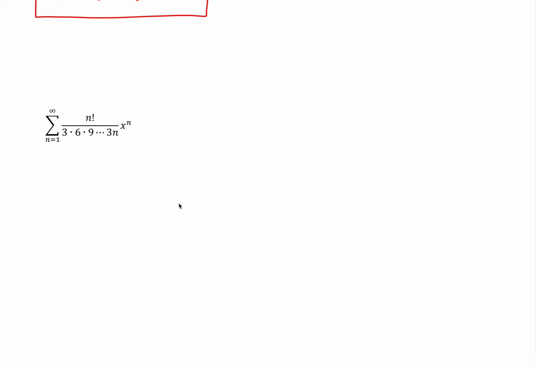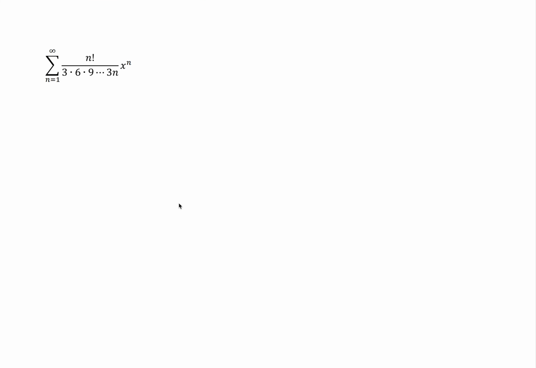Now I want to look at the one just underneath this. So here we have the series from n equals 1 to infinity, n factorial over 3 times 6 times 9, all the way up to 3n, times x to the nth. Now, I'm going to rewrite this. We're going to make this a little bit simpler. 3 is 3 times 1, 6 is 3 times 2, 9 is 3 times 3, all the way up to 3 times n.